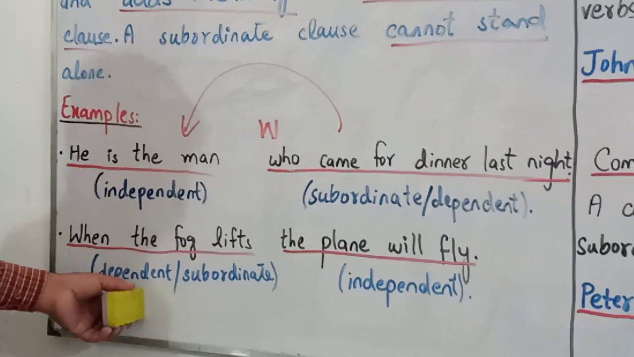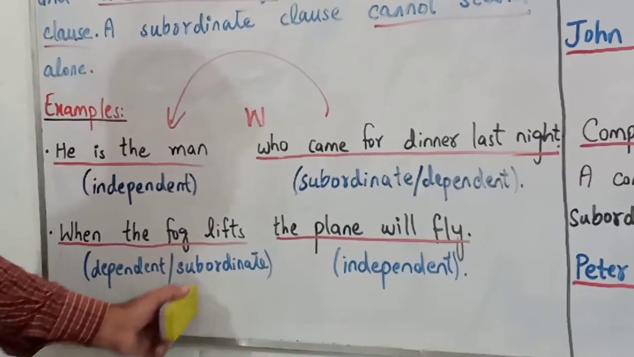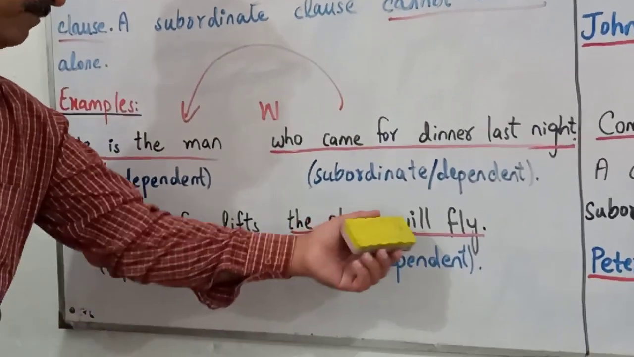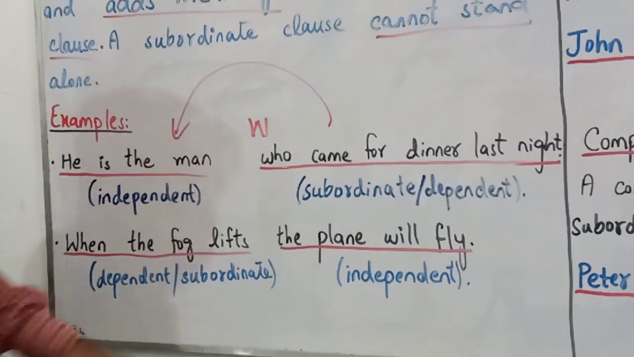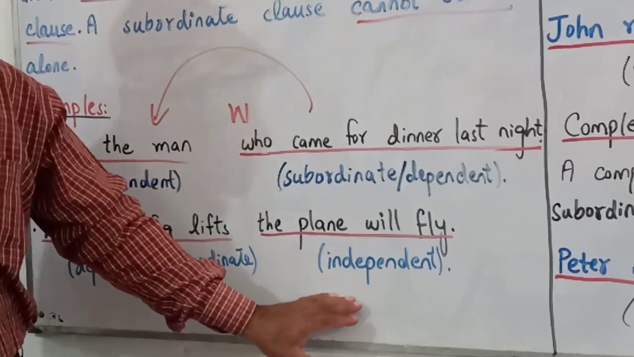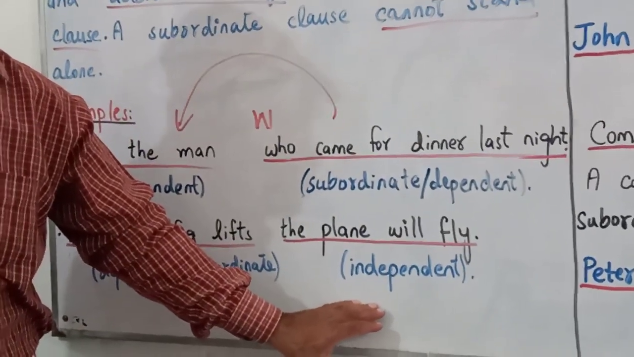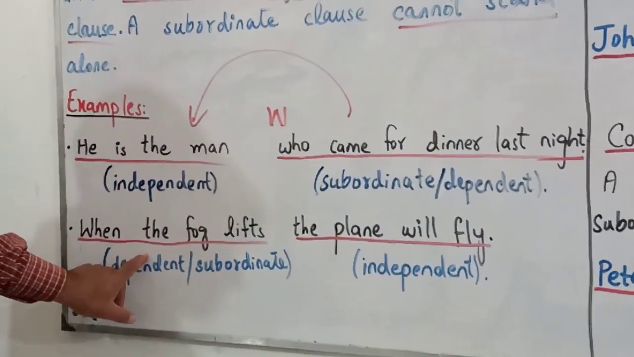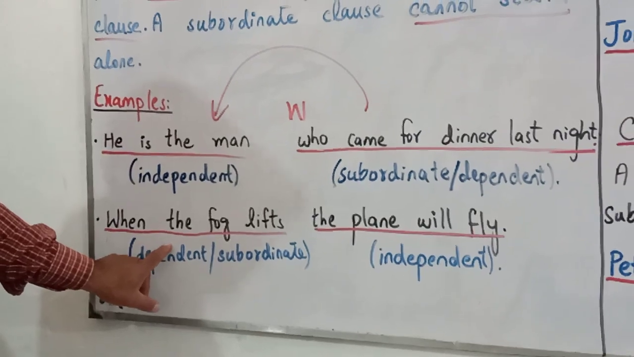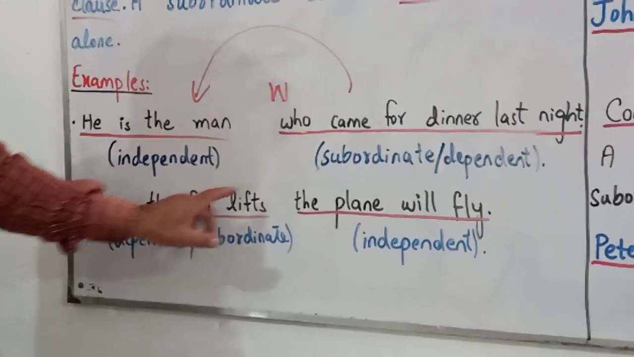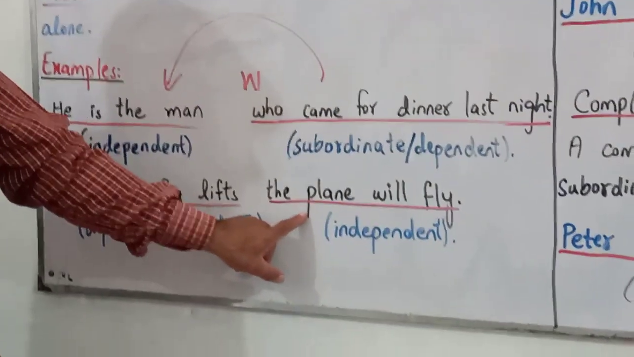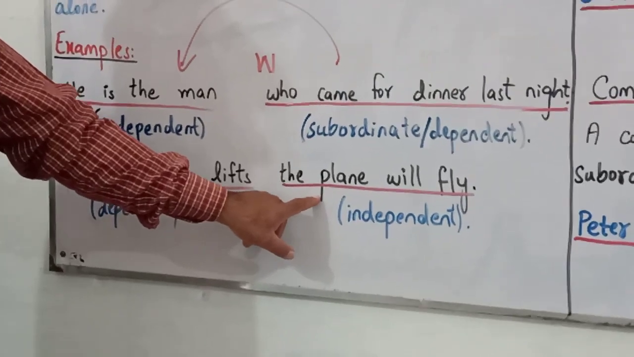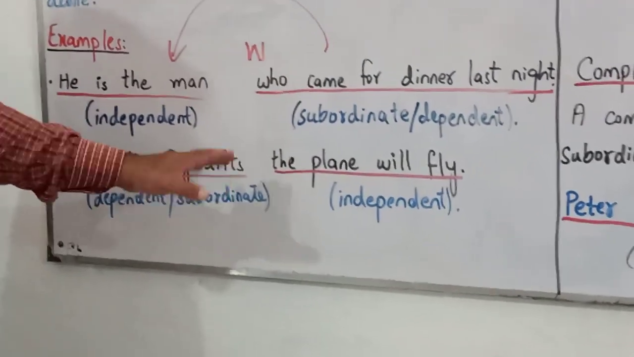When the fog lifts, this is a dependent clause, a subordinate clause. The plane will fly, this is an independent clause. Why is it an independent clause? Because it does not depend on the other clause to give meaning. Clear? The dependent clause is just adding some extra meaning. Otherwise, it does not depend on it.